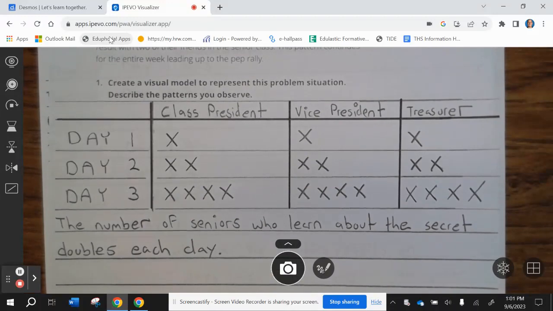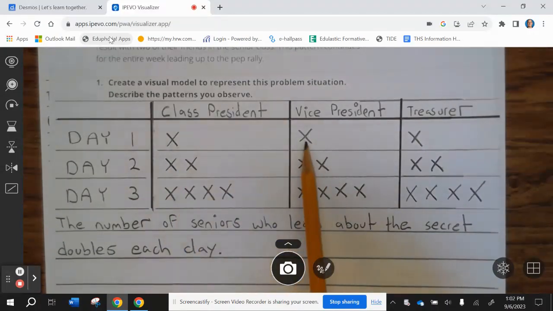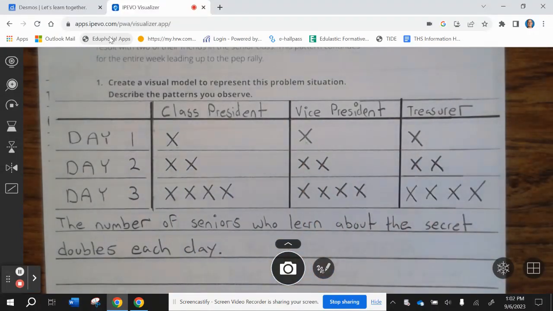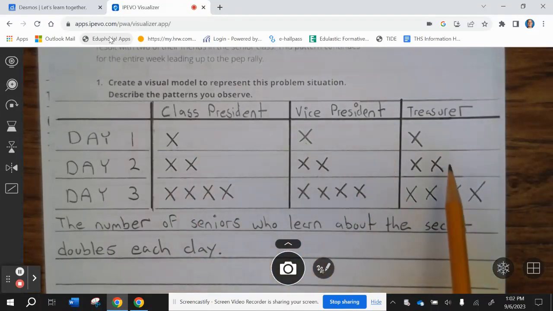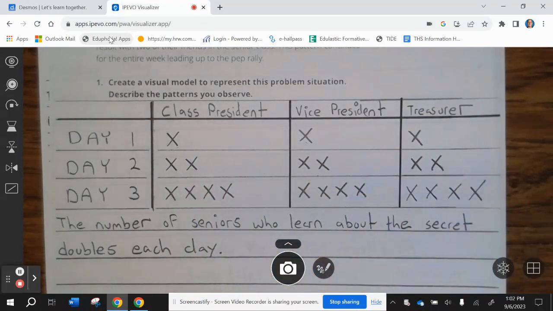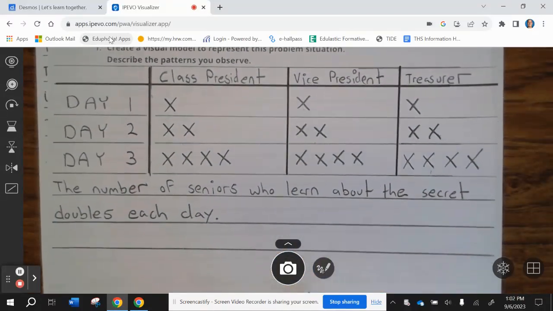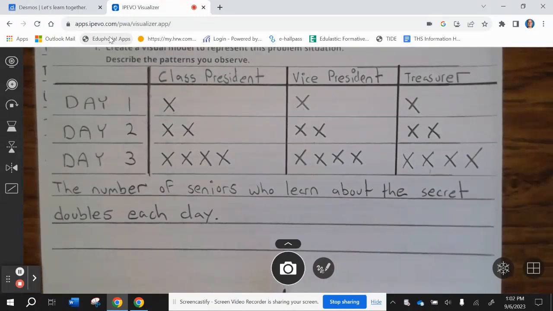Create a visual model to represent this problem situation. So in day 1, you have the class president knows, the vice president knows, and the treasurer knows. But day 2, the class president tells 2 people, the vice president tells 2 people, and the treasurer tells 2 people. And each of those in day 3 tells 2 people, so you have 4, 4, and 4 each. So the number of seniors who learn about the secret doubles each day. All right, go ahead and finish that up.